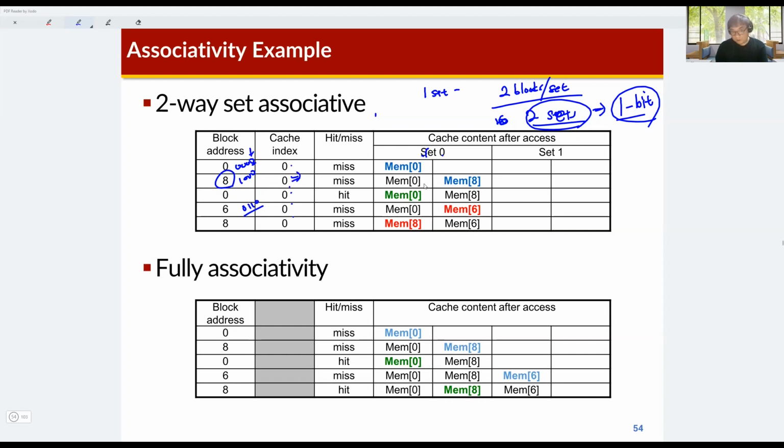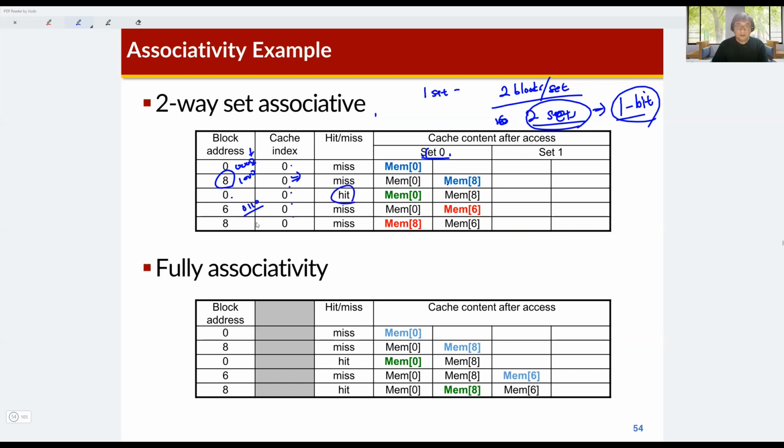When this request is given to the cache, it's a miss because this data is not found in the cache, but the new data is allocated to the empty block of the same set. Understand? In this case, block address 0 is not evicted from the cache, right? Because the new block is assigned to the empty block of the same set. So block address 0 is found in the cache.